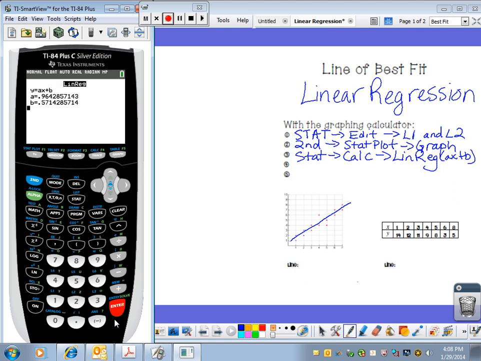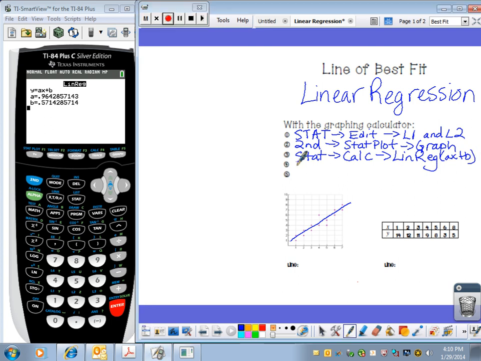And there you go. It's telling me my line. Now I want to take my A and my B, plug them into my ax plus b formula, and write the equation. Of course you can round because we're dealing with decimals. So the line equals y equals 0.96x plus my B, which is 0.57.